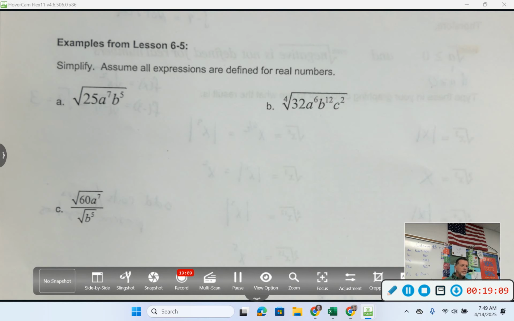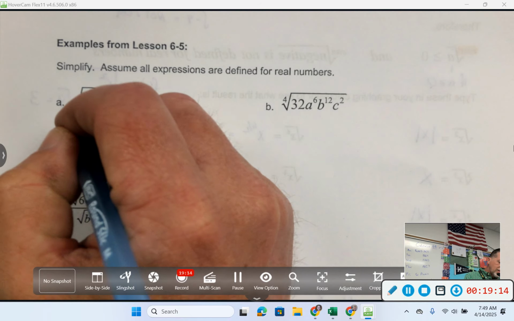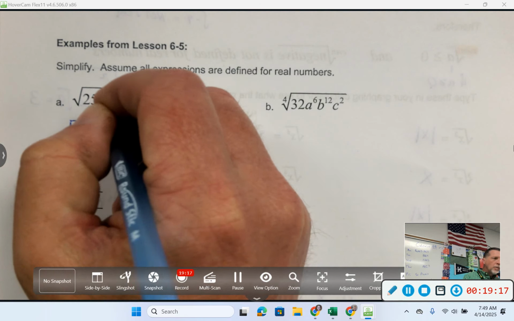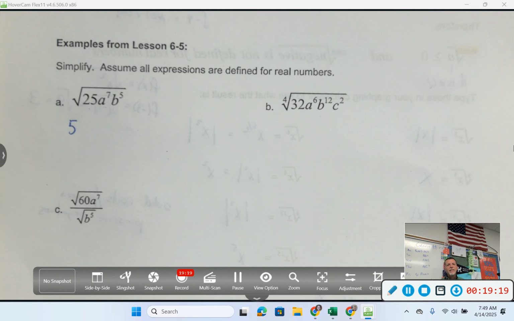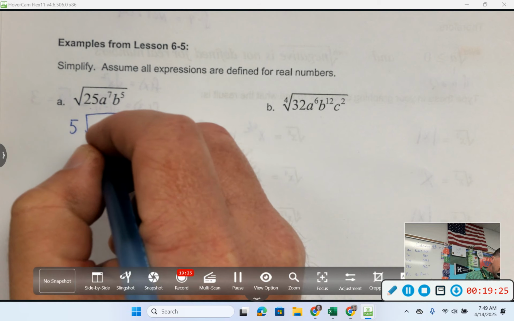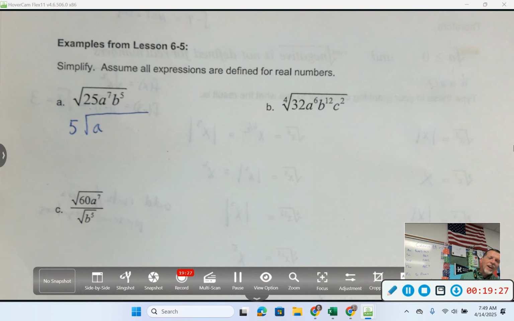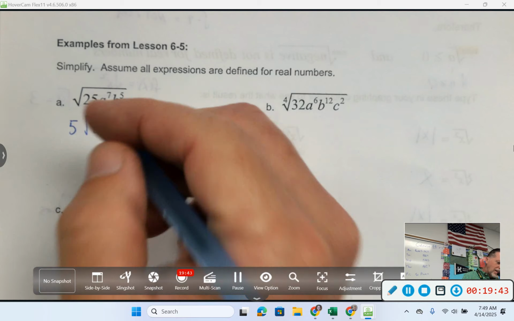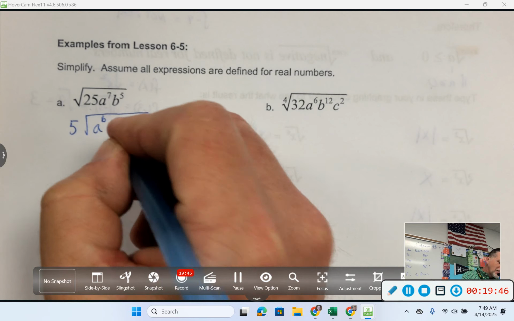Ooh, I haven't done one quite like this, at least in a while. Square root of 25, that's easy. That's 5. What about the square root of a to the 7th? Okay, so one way to say it is a to the 3.5. That's true. That's not how we want to represent our answer. So it's not wrong, it's just not how we want to do it. Although, 7 halves, you could think of it that way.